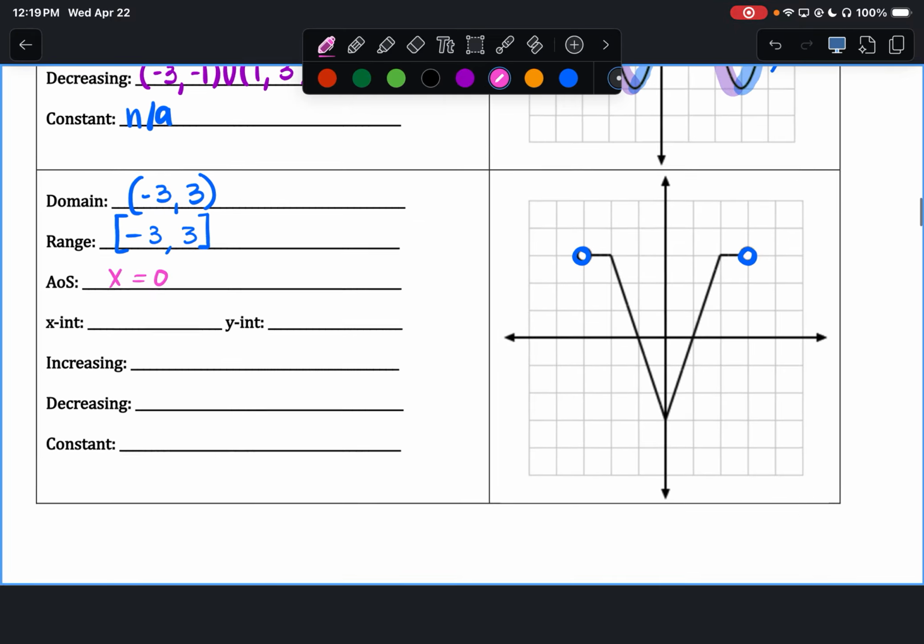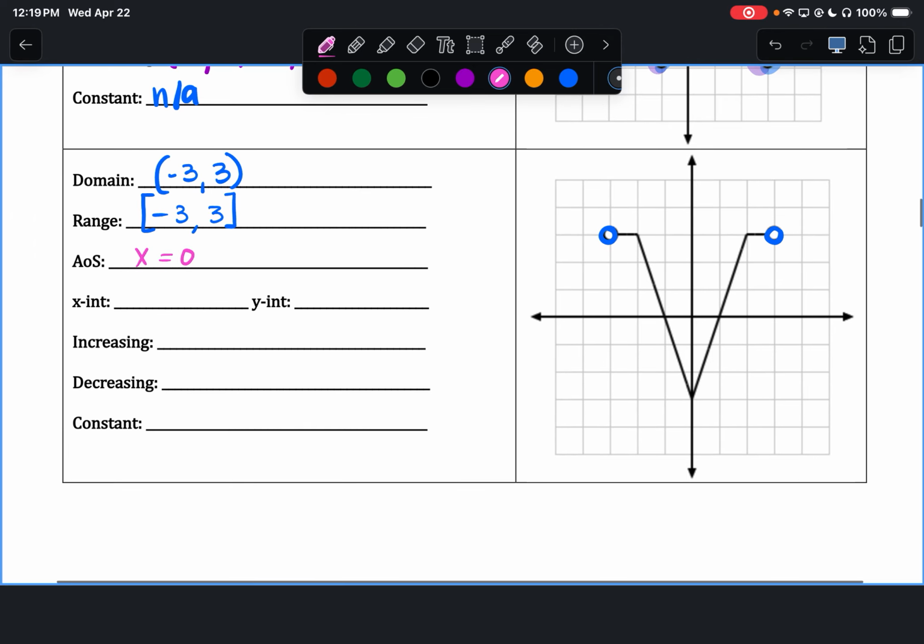All right, now, how many times does this cross our x-axis? 2. So what are our x-intercepts? -1 and 0 and 1 and 0. What is our y-intercept?